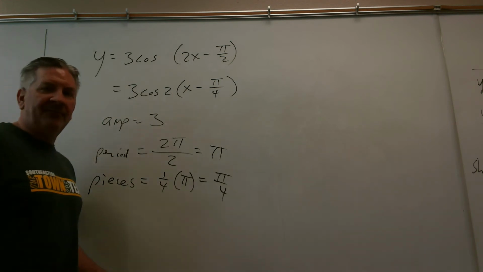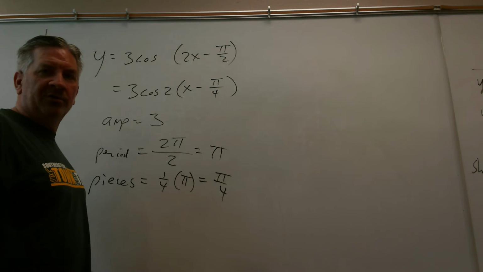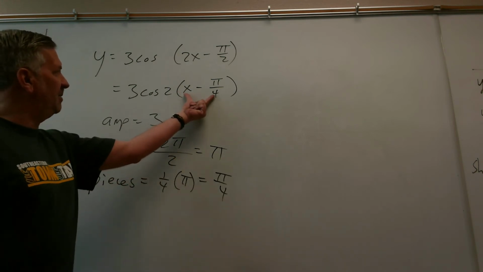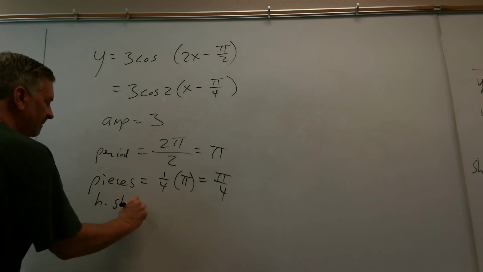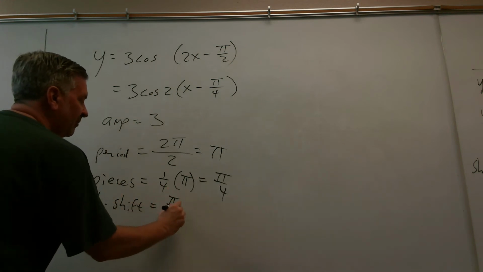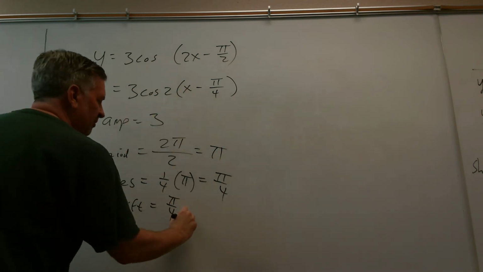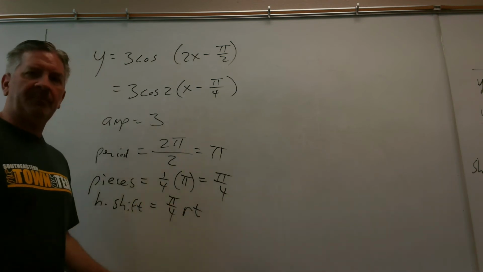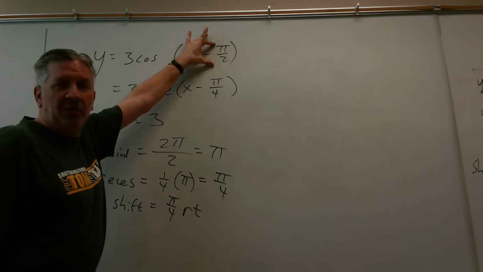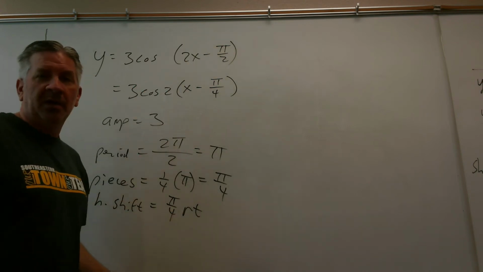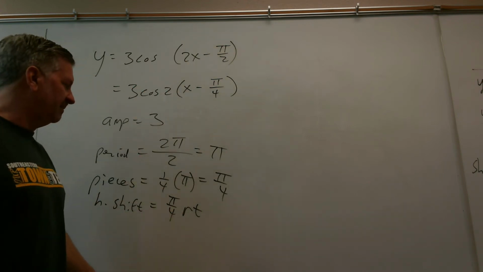So the only thing left to do is worry about, is there a horizontal shift? And there is, because we have x minus pi over 4. A horizontal shift is pi over 4. It's subtracting, so it's easy to subtract. Notice if you had not done the factoring step, you might have said the horizontal shift is pi over 2 to the right, which would have been incorrect.